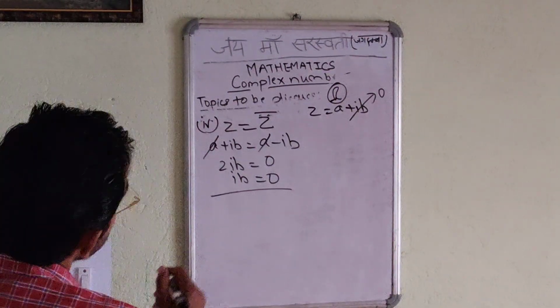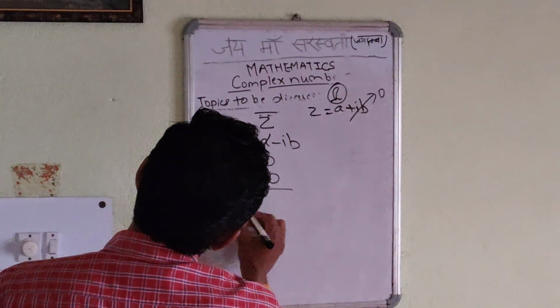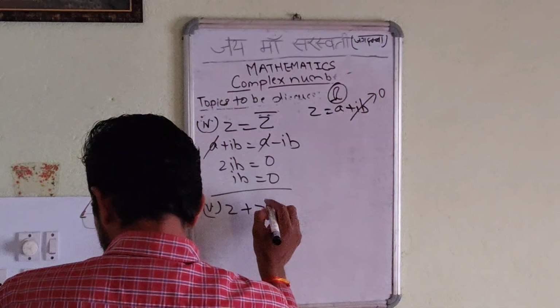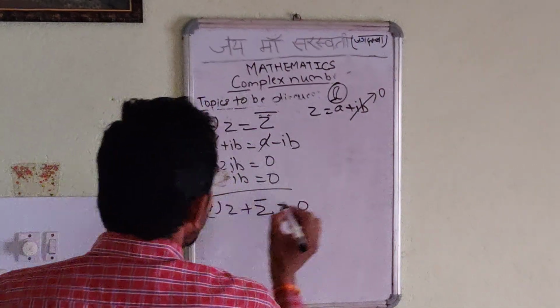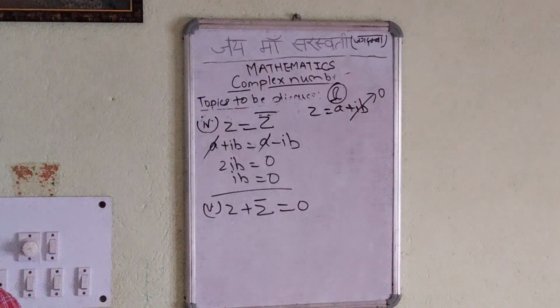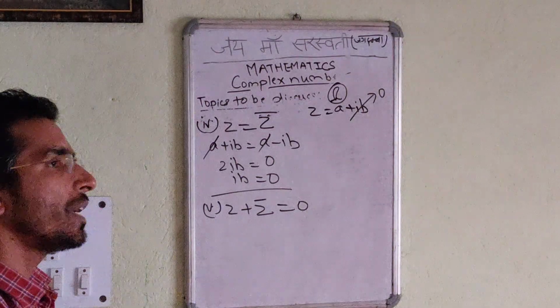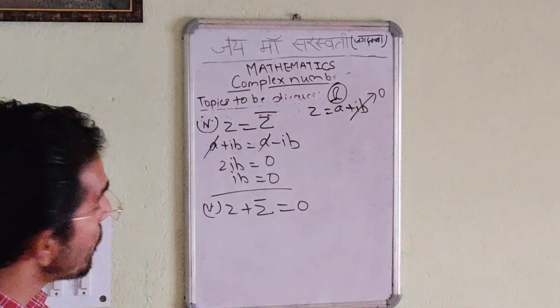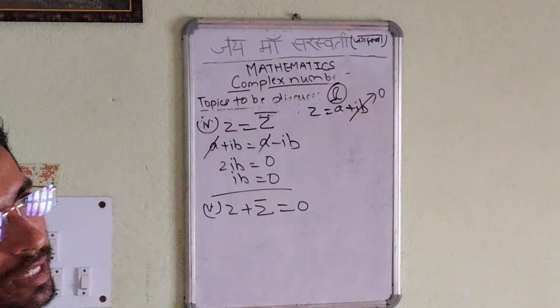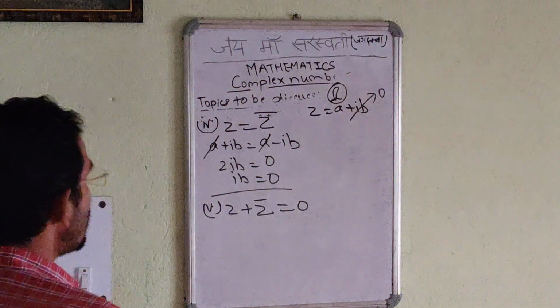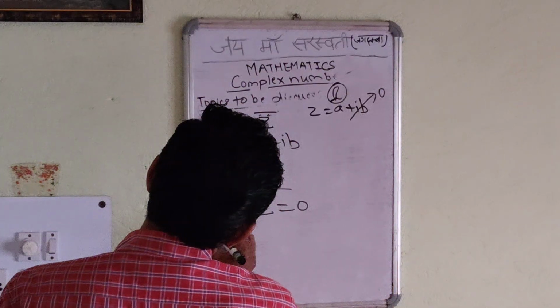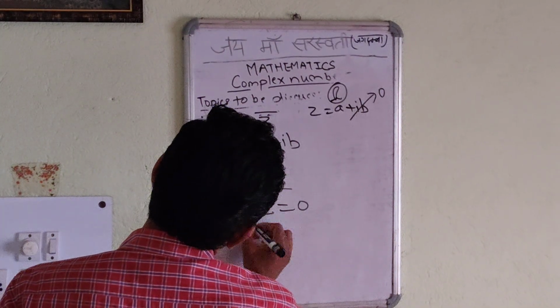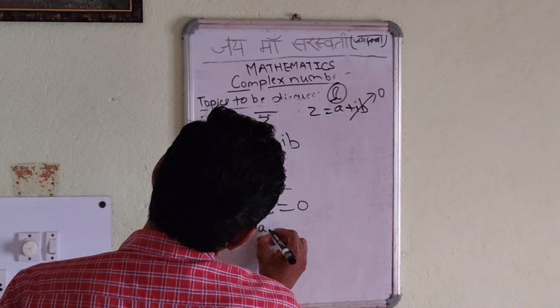The fifth one is z plus z bar is equal to 0. If z plus the conjugate of z is 0, in that case we can establish that z is purely imaginary. So we will see here, suppose it is a plus ib and it is minus a minus ib.